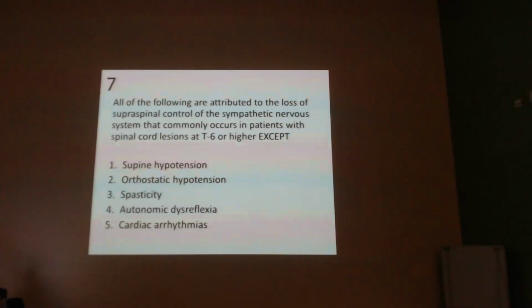So all of the following are attributed to the loss of supraspinal control of the sympathetic nervous system. Generally, the sympathetic nervous system controls everything here except for one thing: spasticity. So that's the answer. Okay, so that's that one. Again, a long explanation, but okay.